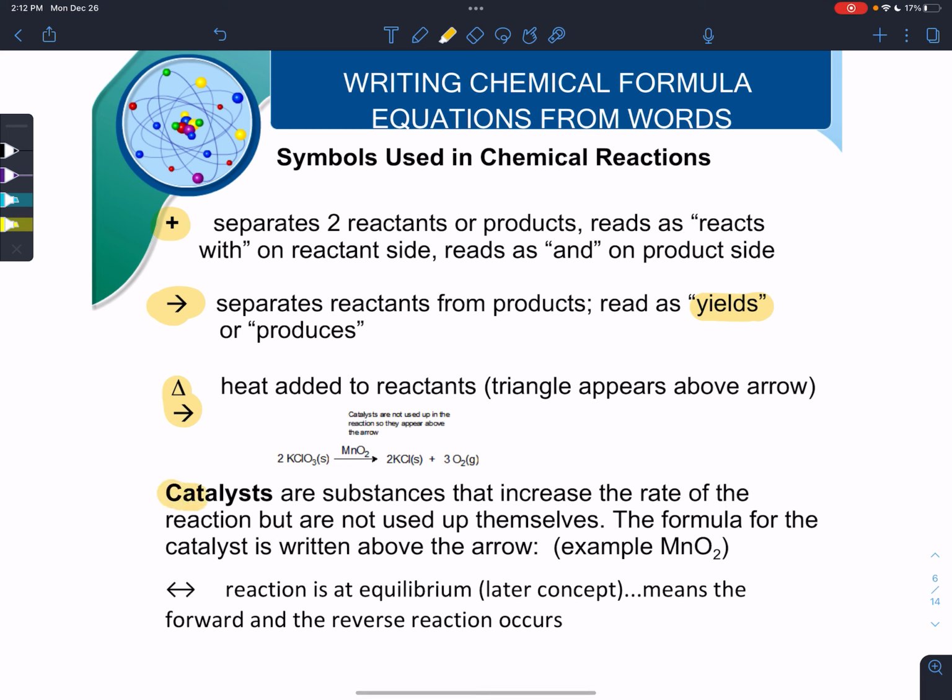Or you could see a catalyst, which is a substance above your arrow sign. And that's a substance that's used to increase the rate of the reaction. But it's important to note that it's not used in the reaction itself. It's simply making the reaction go faster. And then you might also see a double arrow. That means that your equation is in equilibrium, which is a later concept. We'll talk about it in the spring later. But it means that the forward and the reverse reaction are going to occur simultaneously.